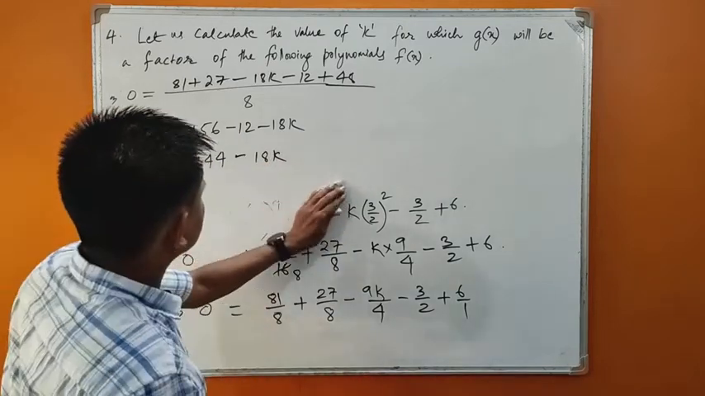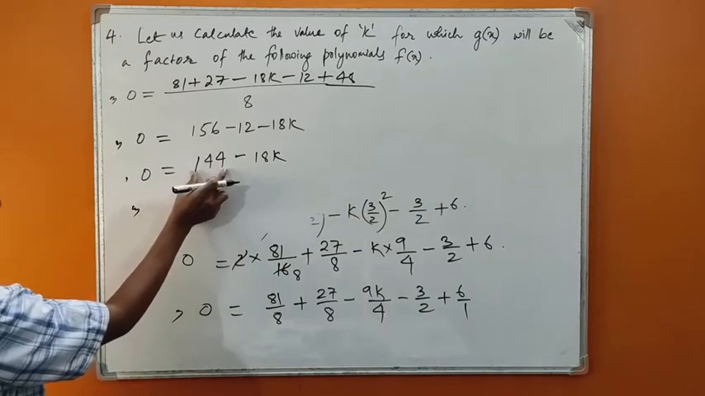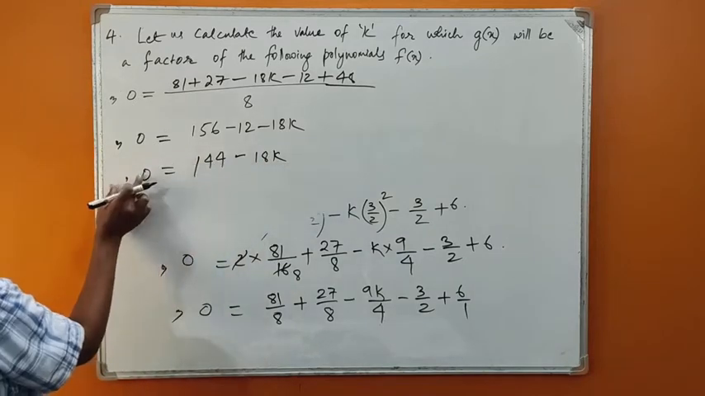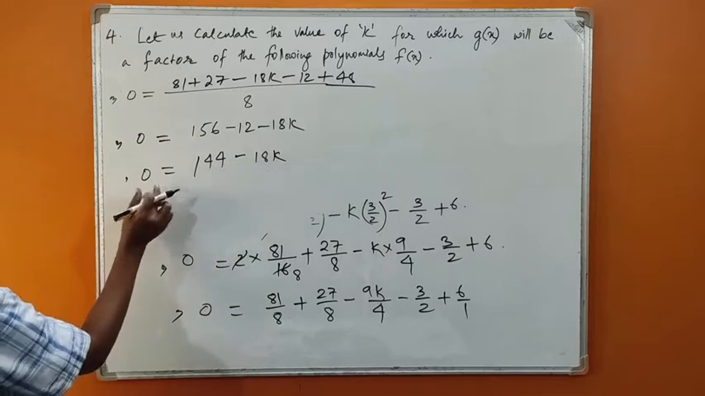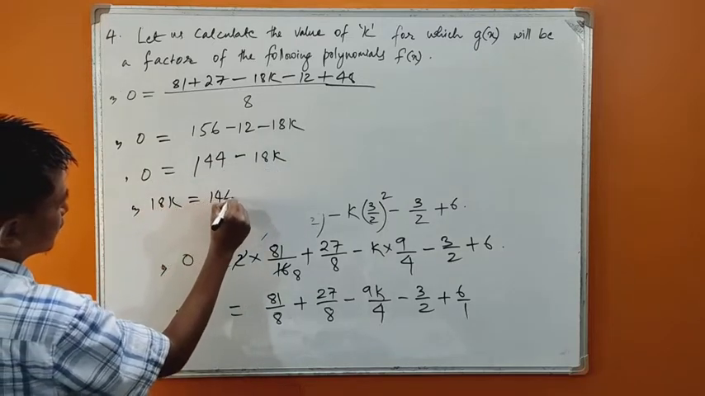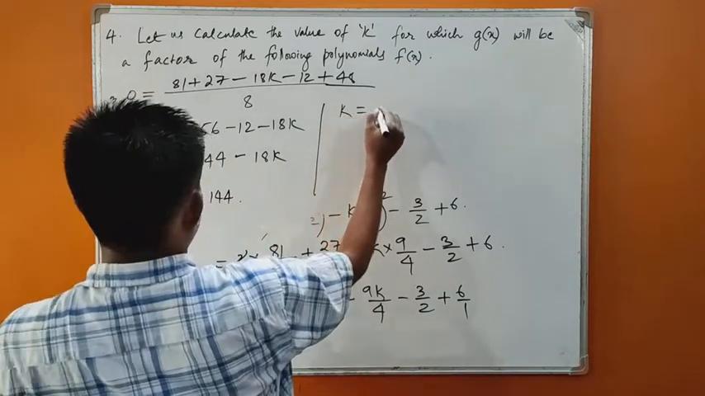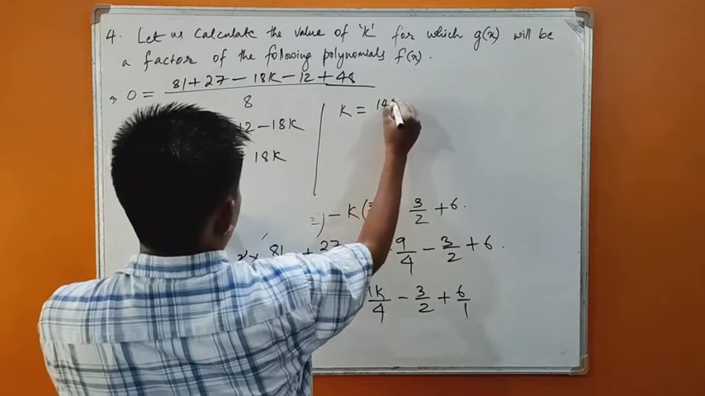Now let me erase this also, or bring this 144 minus 18k to the left hand side. Minus 18k becomes plus 18k equals 144, isn't it? If we do here, k equals 144 upon 18.